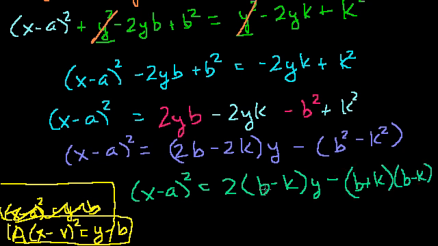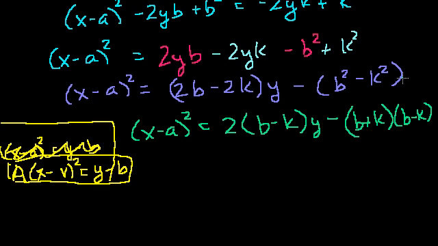And I wanted to do that because I saw this b minus k out there, so that looked interesting to get it on both terms right there. And let's see, if we divide everything by 1 over 2(b minus k), because I just want a y here, so I have some coefficient in front of the y. So let's divide everything by 1 over 2(b minus k).